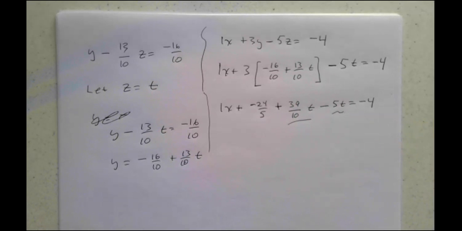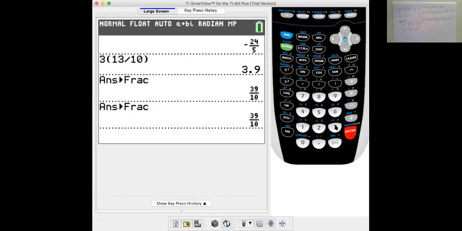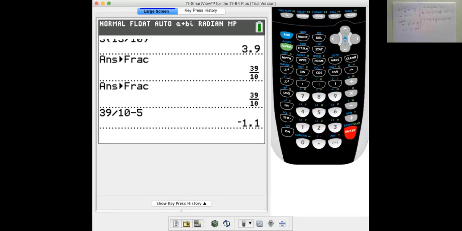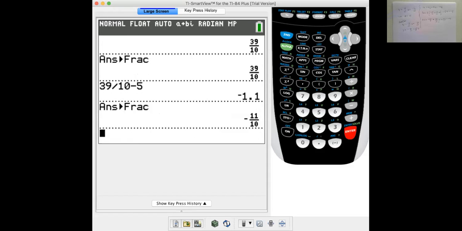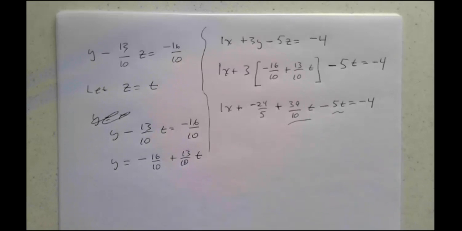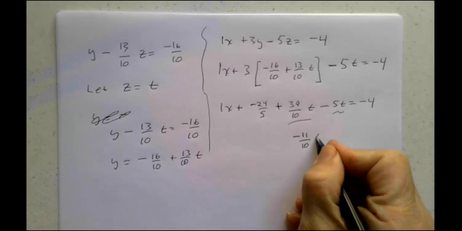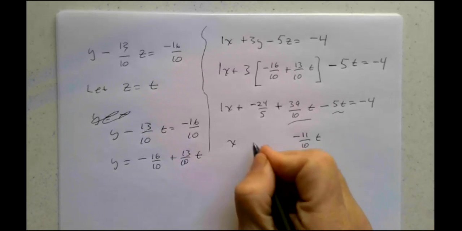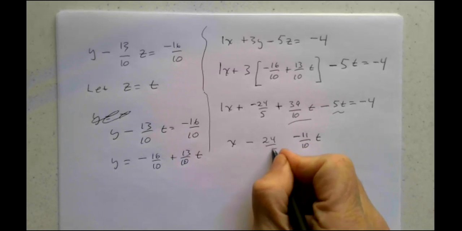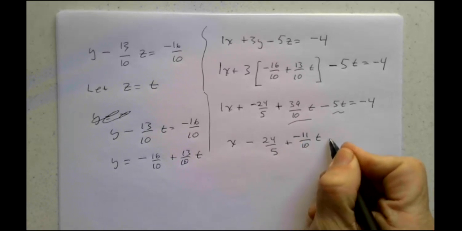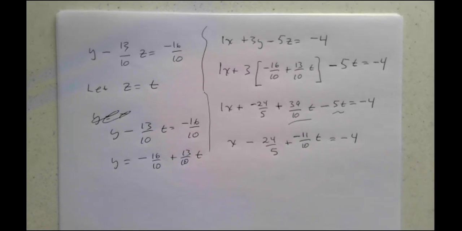So what is 39 tenths minus 5? 39 tenths t minus 5t gives me how much? -1.1 t, or as a fraction, which we prefer, -11 tenths t. So these two together give me -11 tenths t. And we have x minus 24/5 plus -11 tenths t equals -4.